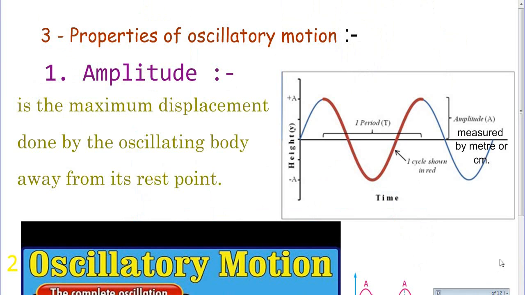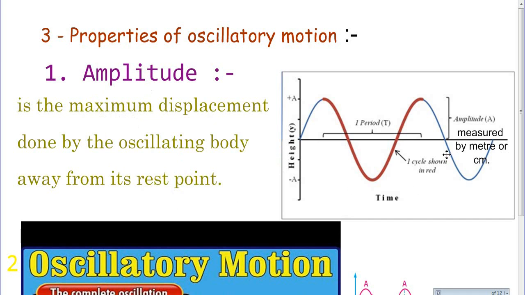Okay, now let's study the properties or some concepts related to oscillatory motion. The first concept is called amplitude. As we said in the meaning of oscillatory motion, it is the motion around its rest position. When the body moves around its rest position, it makes a maximum displacement away from its rest position. This maximum displacement away from its rest position is called amplitude. So amplitude is the maximum displacement by the oscillating body away from its rest point.